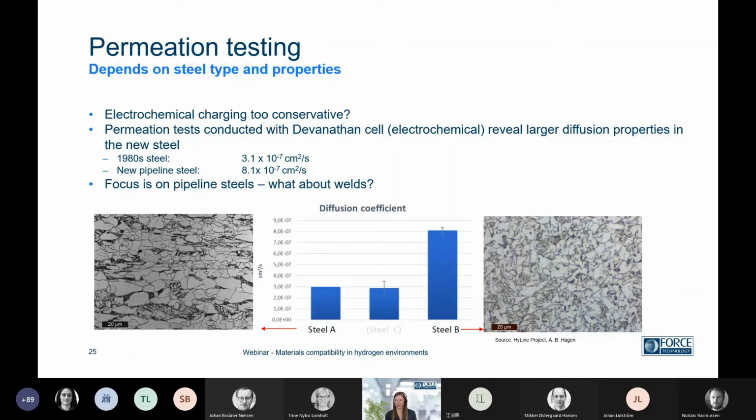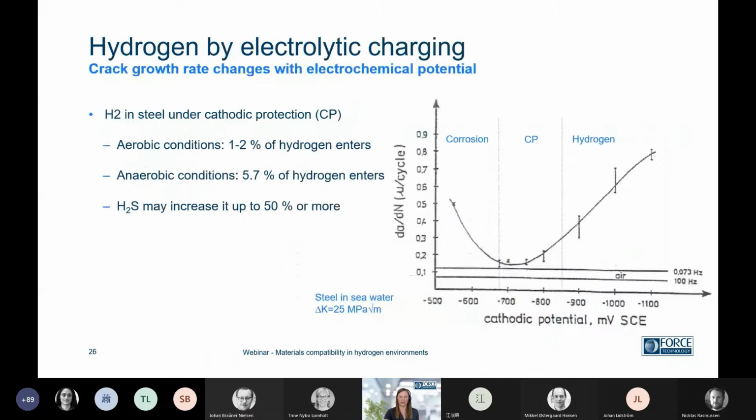There is also the question of whether electrochemical charging is too conservative, because you get much more hydrogen into the steel compared to in a gas. These are some other studies. We've worked a lot with electrochemistry, we still do, cathodic protection. This is just a curve we've done a few years back, where we had the delta K at 25, so quite high. We have cathodic protection levels in the center. You have the potential here, and you have a crack growth rate.